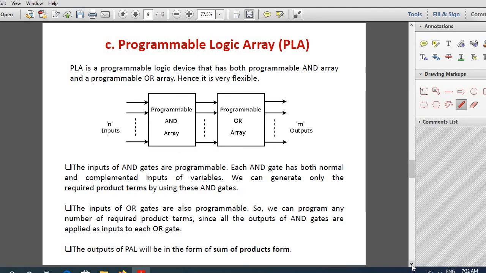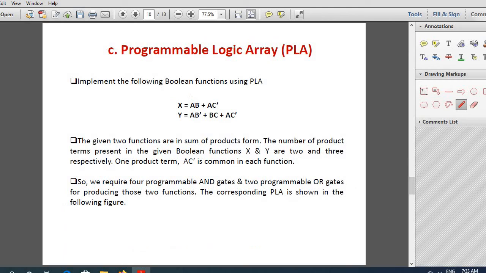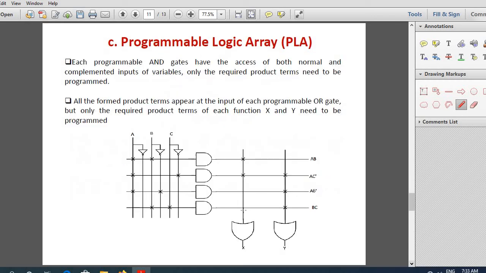Now, what is a programmable logic array? Here you are having a programmable AND array as well as a programmable OR array. That is, everything is programmable here. So it provides you more flexibility. Look here, you need to implement these two functions. What do you need to do? How many product terms do you need? AB, AC complement, AB complement, BC. AC complement is already there in X. So you again need 4 product terms and 2 sum terms. So you can again choose 4 AND gates and 2 OR gates.